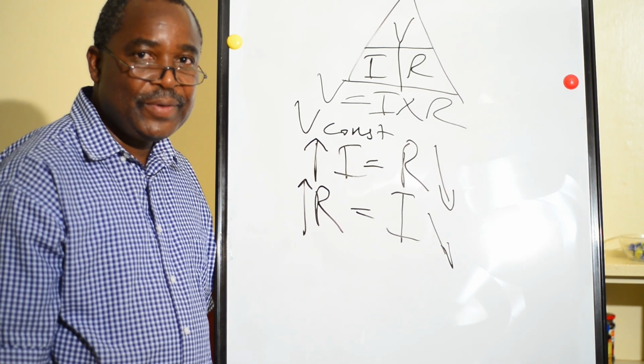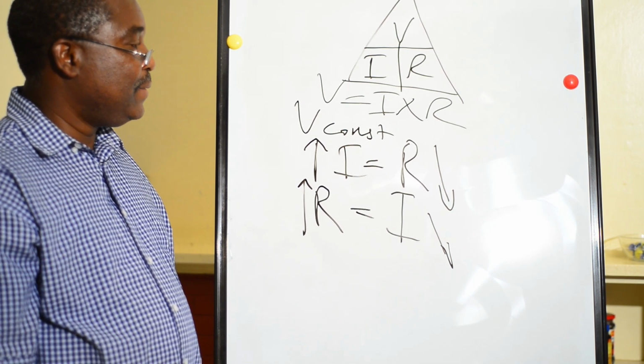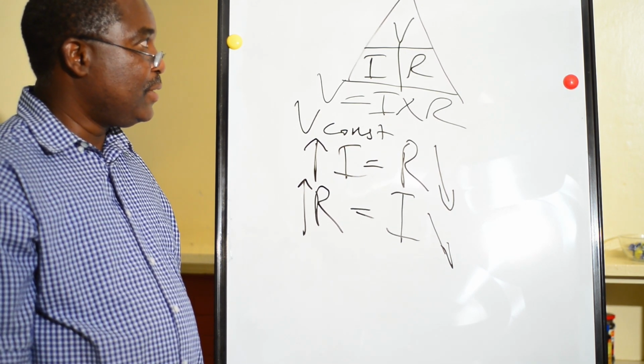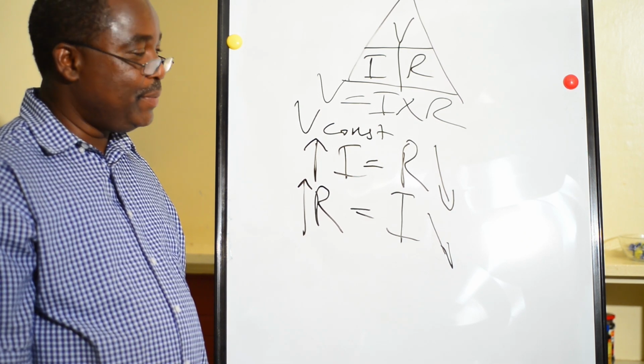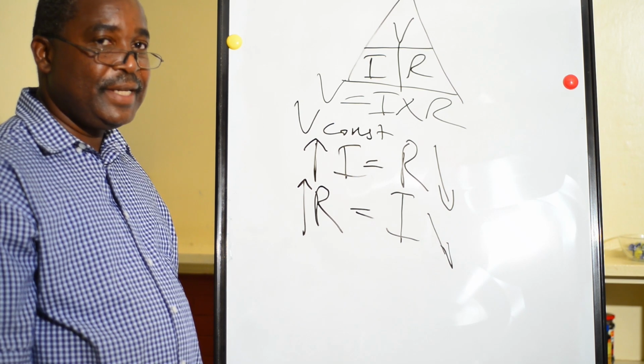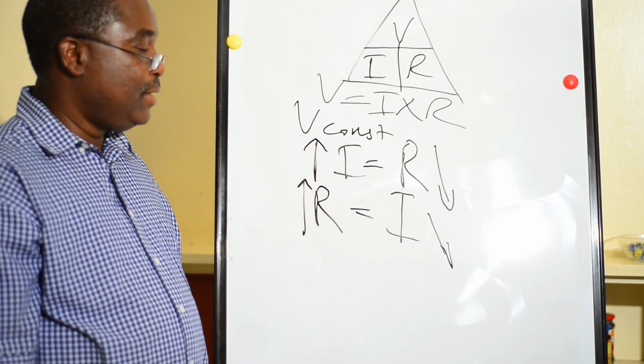Ohm's law is very useful in electrical circuits. In electrical engineering in general, we'll be using Ohm's law in finding resistance, current, or voltage.